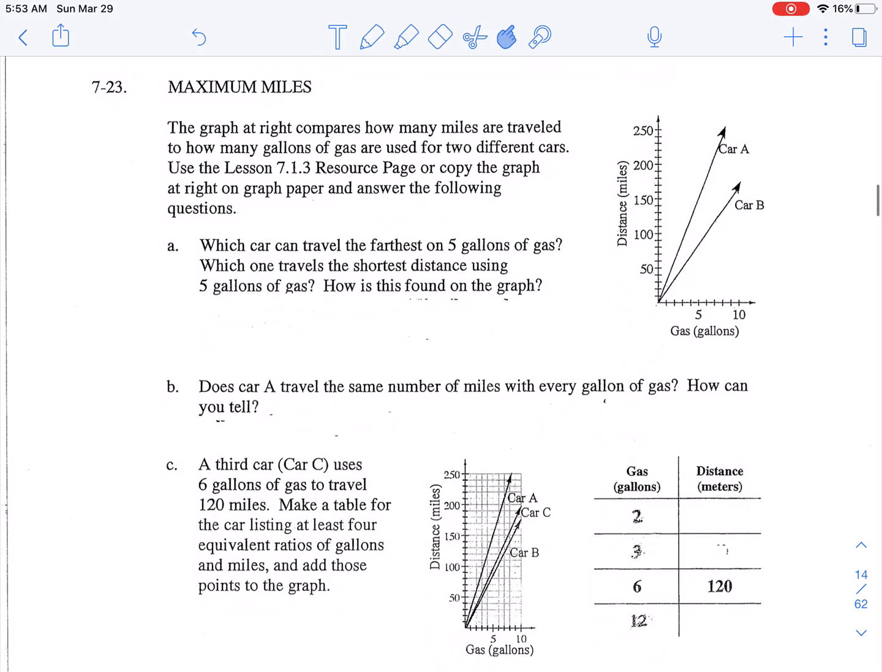7.23, Maximum Miles. The graph at the right compares how many miles are traveled to how many gallons of gas are used for two different cars. A, which car can travel the farthest on 5 gallons of gas? Which one travels the shortest distance using 5 gallons of gas? How is this found on the graph? So we're going to go over to the graph, right?